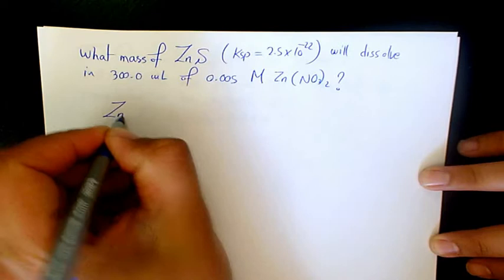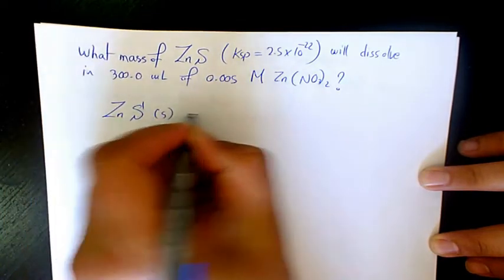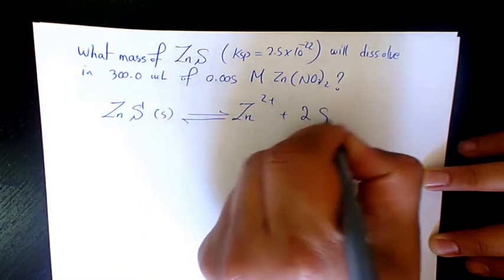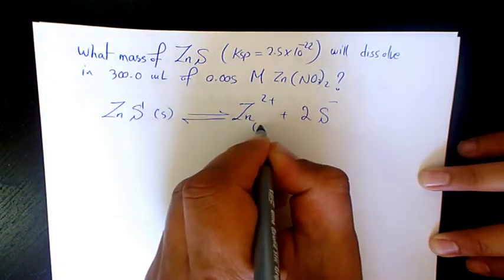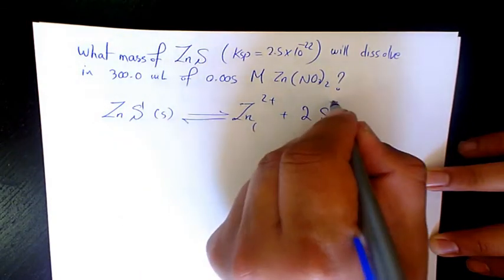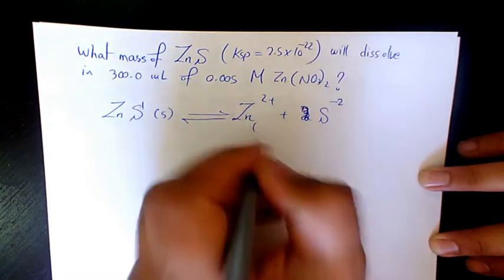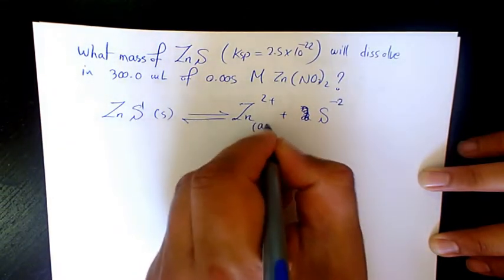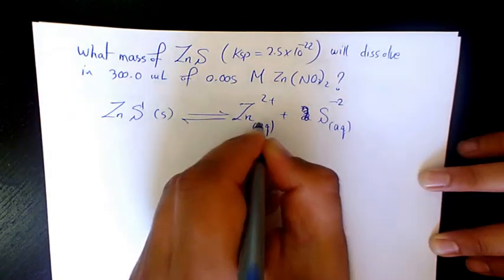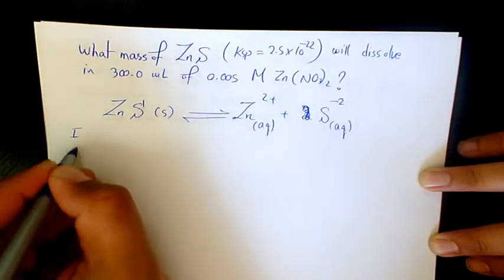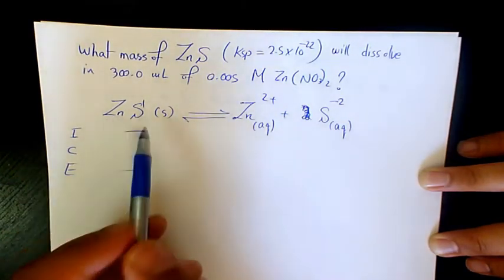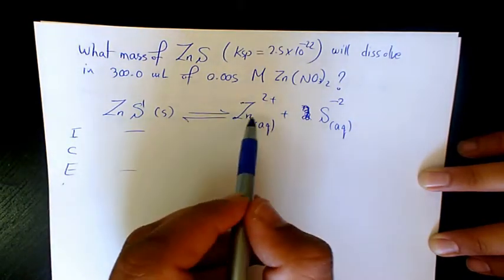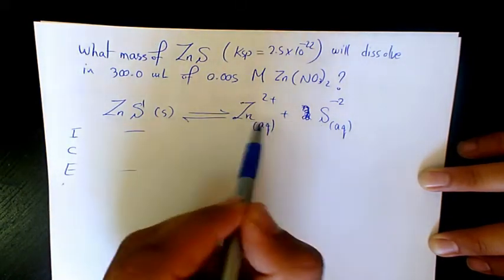So ZnS, zinc sulfide, is solid. When it dissolves, it's going to produce its ions like this. And here we have aqueous solution. In aqueous solution, we need to have the ICE table. We don't write anything for initial and equilibrium for solid phases. What about this side for the ions? Do we have any of them?